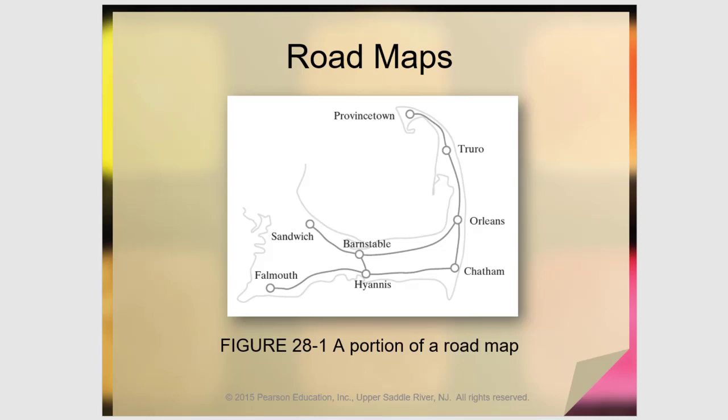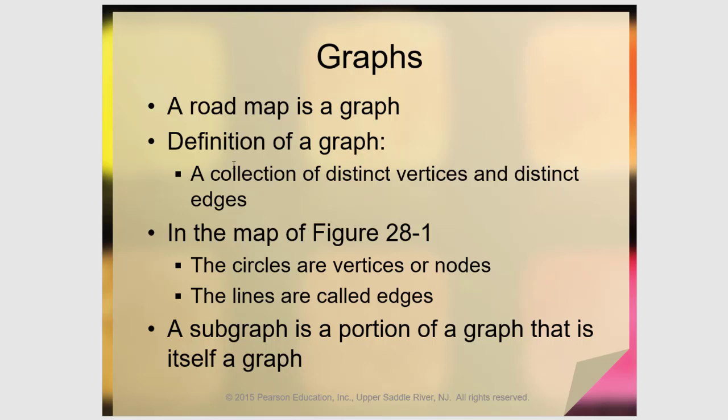Now, roadmaps could be an example of a graph. Each of the cities could be considered a node through the roadmap, and the paths between them could be seen as edges on the graph. So a graph is a collection of distinct vertices or nodes and distinct edges. Just like we have edges between the nodes in a tree, for a graph we typically call them vertices, but nodes is a perfectly fine name for them.